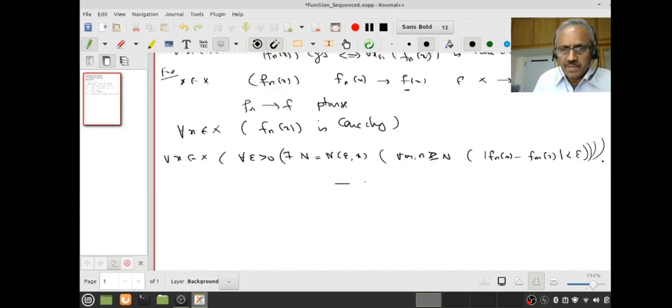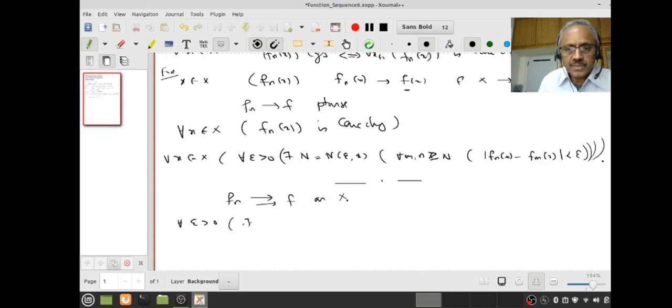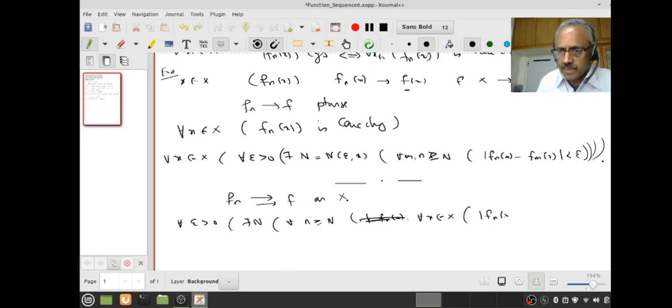Suppose fn converges uniformly to f on X. What does this mean? This means for every epsilon positive there is a natural number capital N, so that for every n greater than or equal to capital N, and for all x in X, modulus fn(x) minus f(x) is less than epsilon.